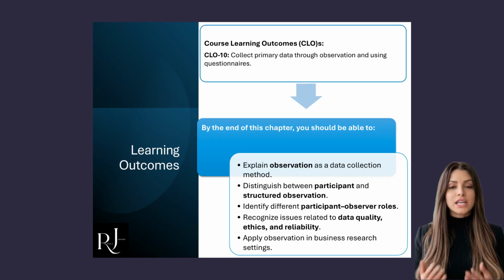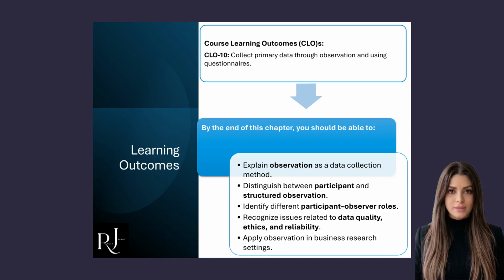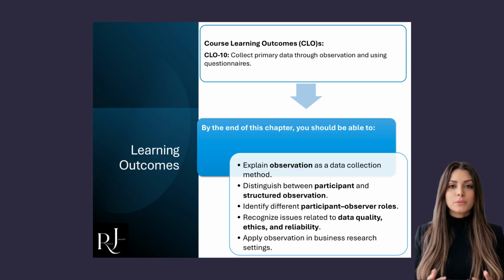Our roadmap for today is centered on 5 key learning outcomes. By the end of this chapter, you should be able to explain observation as a rigorous data collection method, not just a casual glance. We will distinguish between participant observation, which is deeply qualitative, and structured observation, which leans into the quantitative. One of the most critical parts of our discussion will be identifying the different roles a researcher can take, from being a hidden shadow to a fully integrated team member.